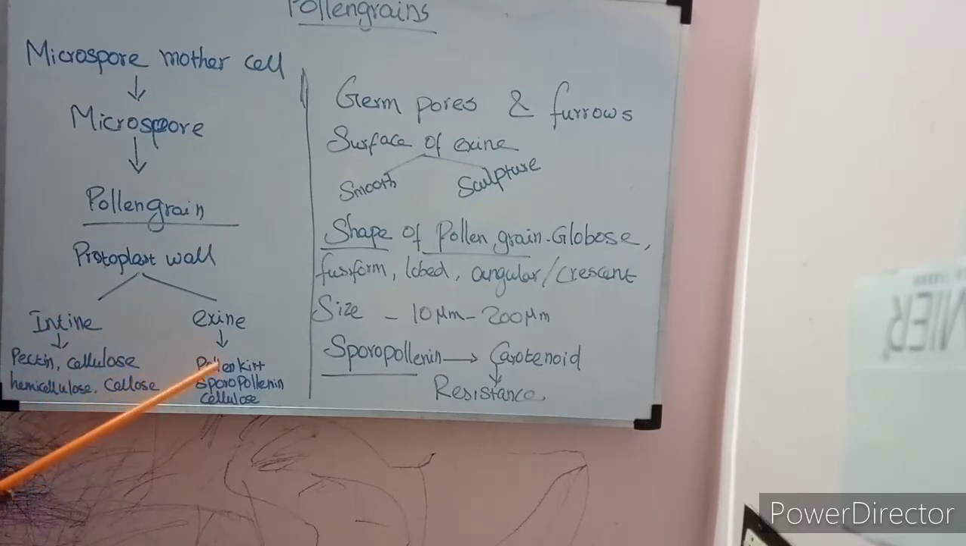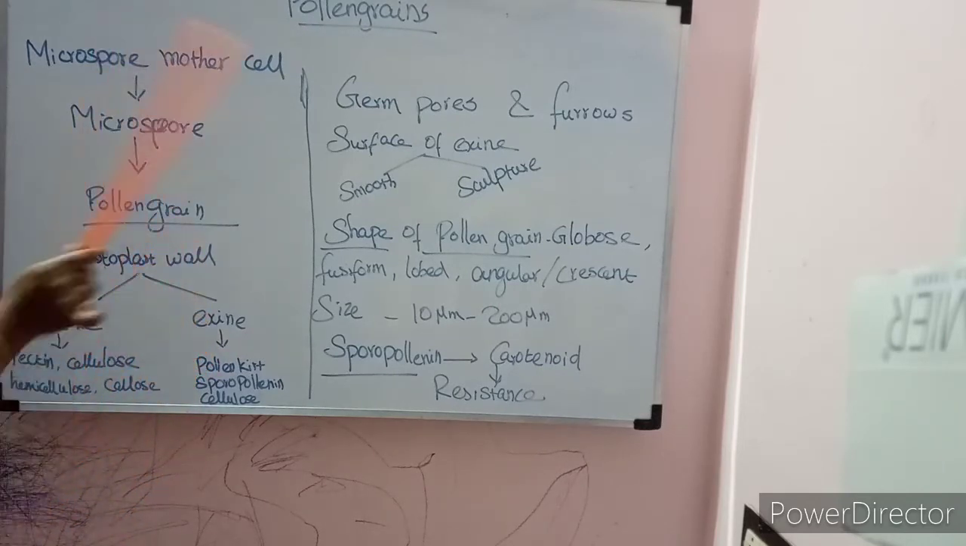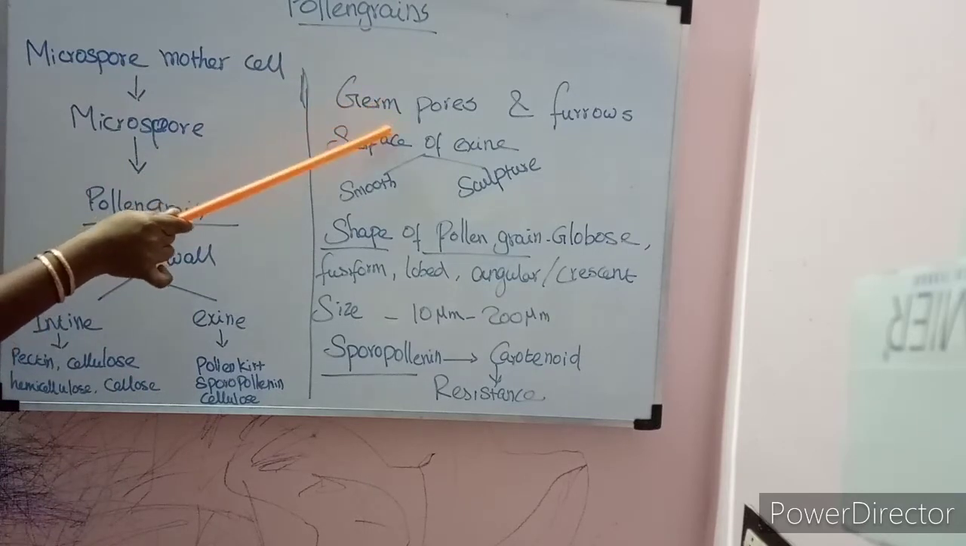Exine is the outer layer. It is a very thick layer. It is made up of pollen kit, sporopollenin and cellulose. So this exine is not uniform. Certain areas have very thin areas. Usually exine is thick, but it is not uniform. In some places it is very thin, in a small round area. That place is called a germ pore.